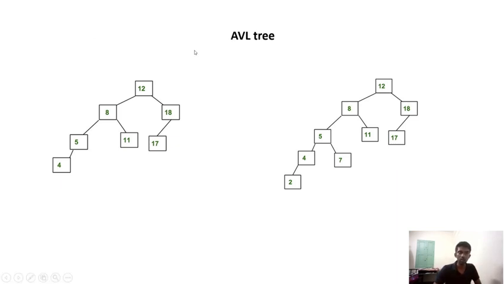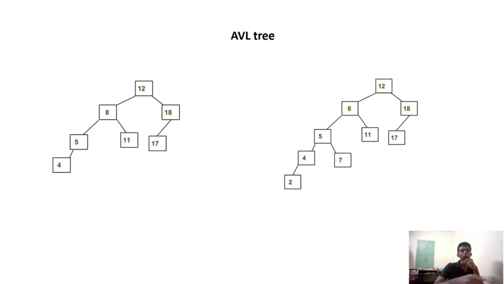So consider the first example here. 12 is the root node. And we can see its immediate children: the left child is 8 and the right child is 18. And further down we move to node 8. We have its children as 5 and 11. And further down we move to 5. We can see its child as 4.